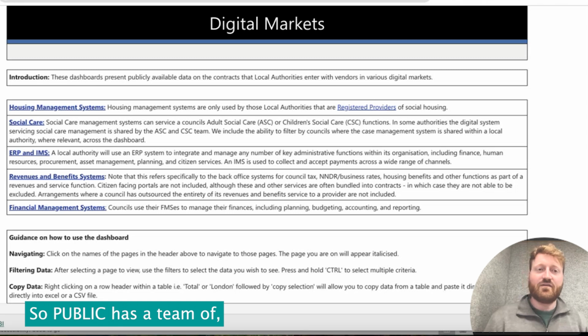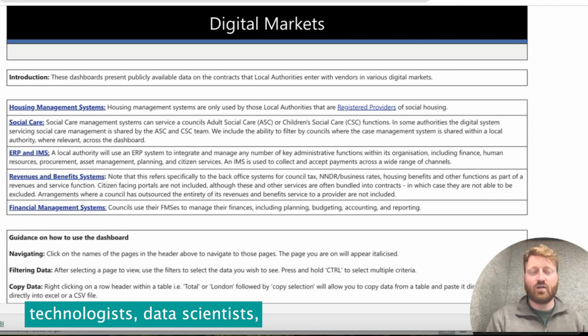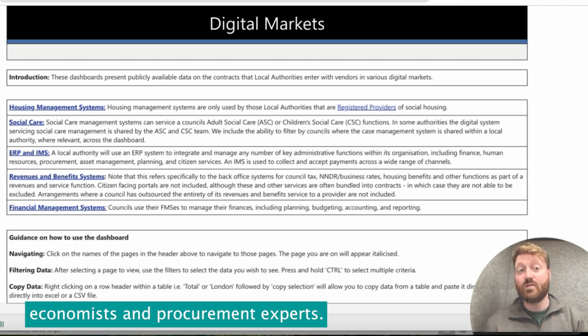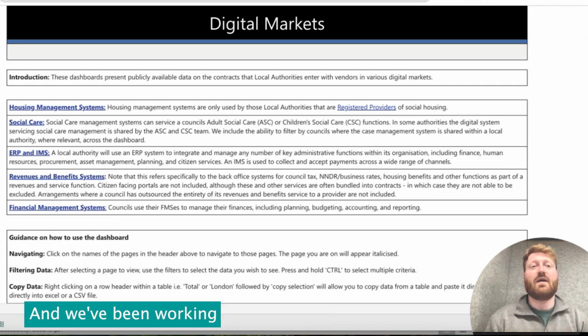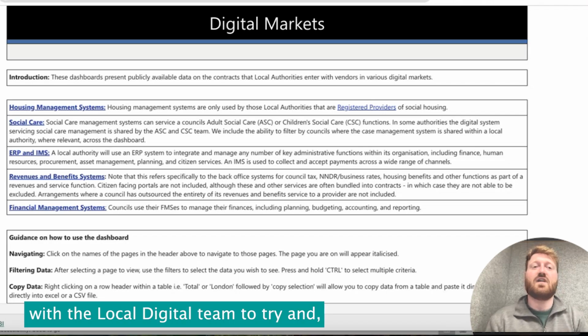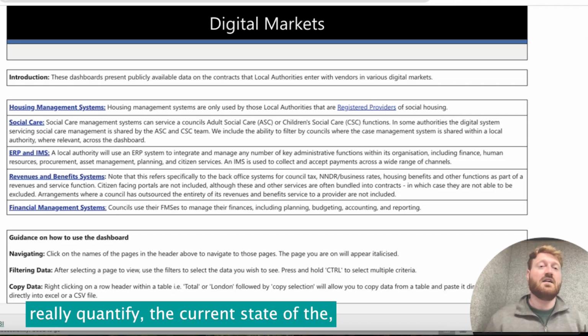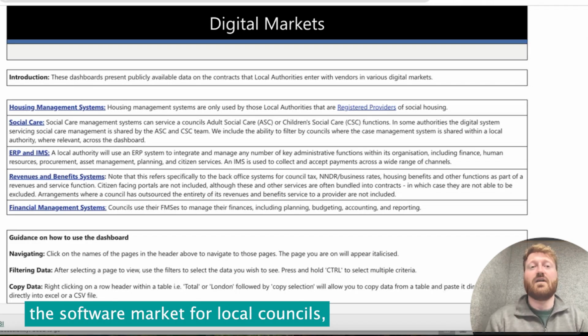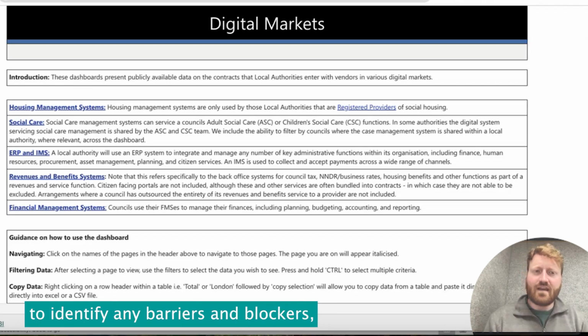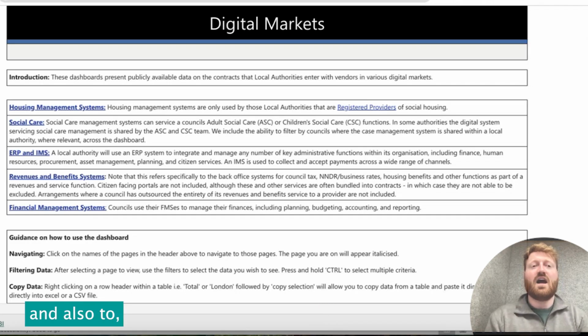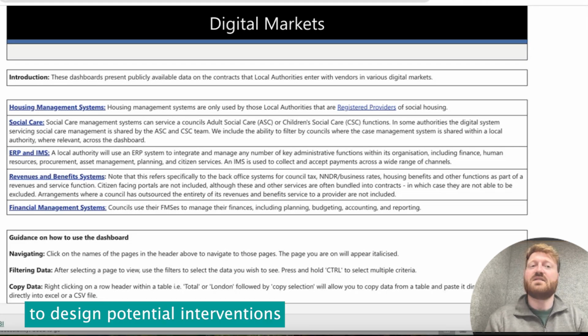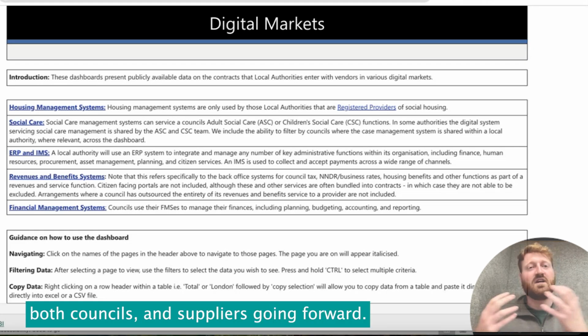So Public has a team of digital specialists, technologists, data scientists, economists and procurement experts. And we've been working with the Local Digital team to try and really quantify the current state of the software market for local councils, to identify any barriers and blockers, and also to design potential interventions and recommendations that could better support both councils and suppliers going forward.